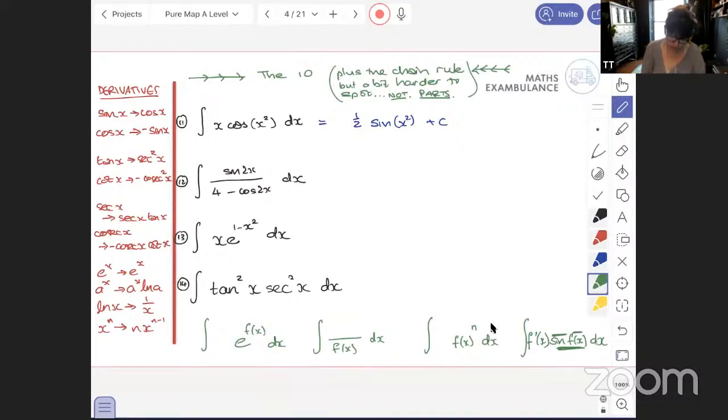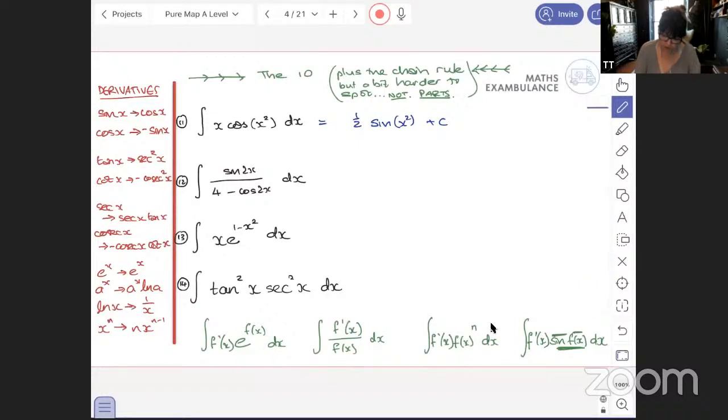Other examples, number 12 is an example that looks like this. The function is on the bottom, some stuff. Its derivative is on the top, which means it's come from ln. Exactly, Katie, well done. It's come from ln. The 13, that's an example of this one. I've got e to a load of stuff, but the derivative of the stuff is sat at the front. And then number 14 is an example of this one. I've got some stuff to the power of 2, and then I've got the derivative of the stuff sitting next to it.